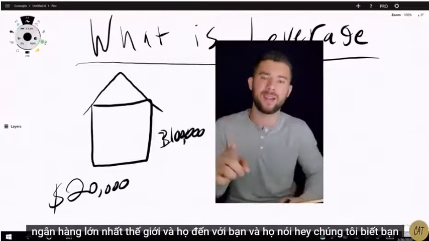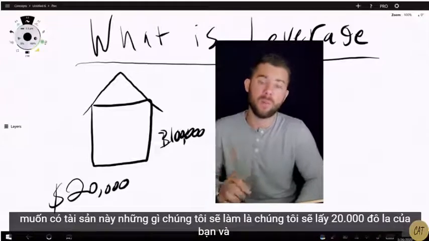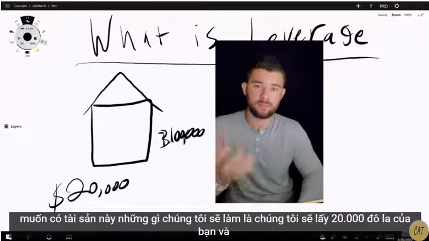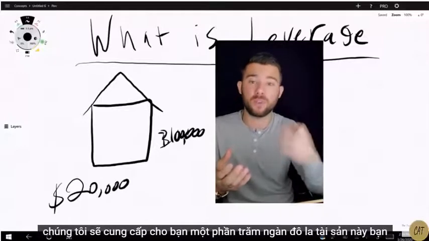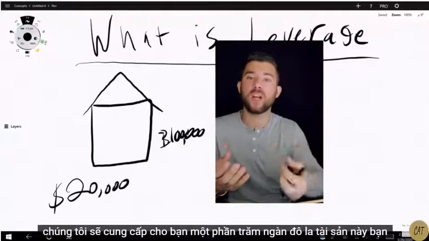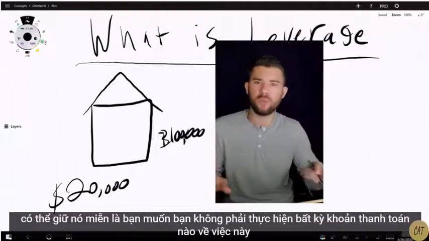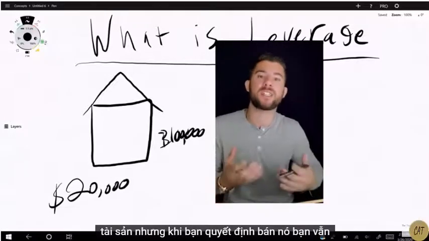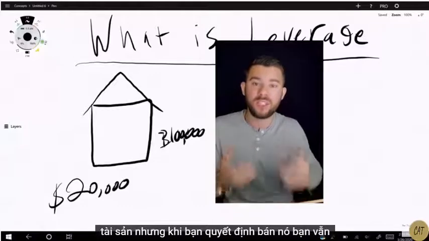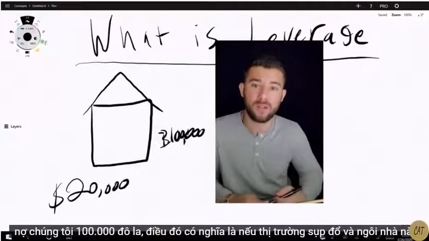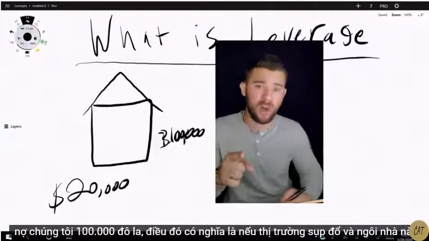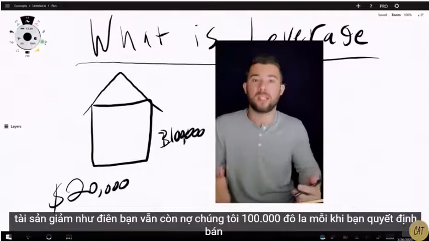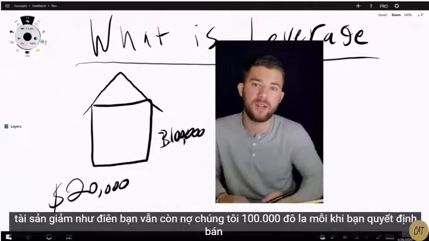So let's say you come across the greatest bank in the world and they come up to you and they say, hey, we know you want this property. What we're going to do is we're going to take your $20,000 and we're going to give you this $100,000 piece of property. You can hold it as long as you want. You don't have to make any payments on this property, but when you decide to sell it, you still owe us $100,000. So that means if the market crashes and this house's property drops like crazy, you still owe us $100,000 whenever you decide to sell.